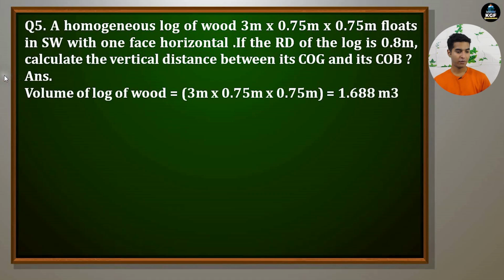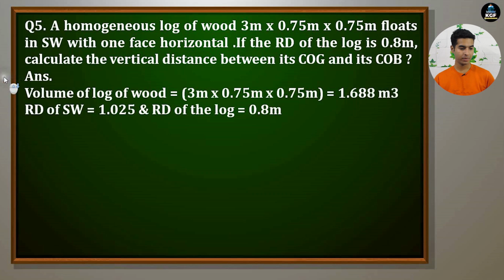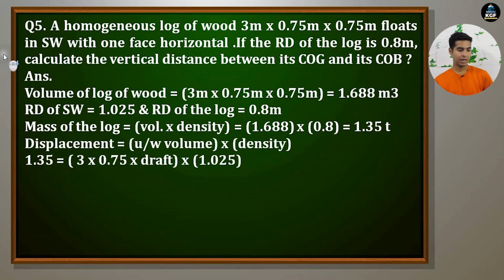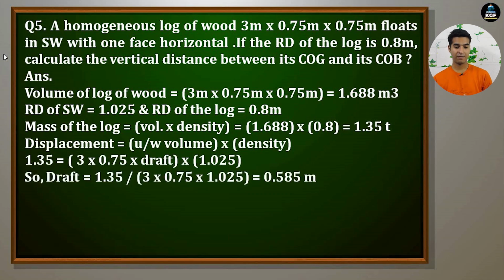Okay. So volume of log of wood will be 1.688 meter cube. Relative density of water we know is 1.025 and relative density of log is 0.8. So we have to find the mass of log. Volume multiplied by density is equal to 1.688 multiplied by 0.8, which equals 1.35 tons. So 1.35 tons will be the mass, basically the displacement, of that homogeneous log of wood. Now we will use the formula, displacement is volume multiplied by density, to find the draft, and the draft will be 0.585.